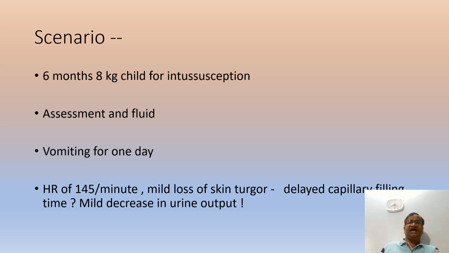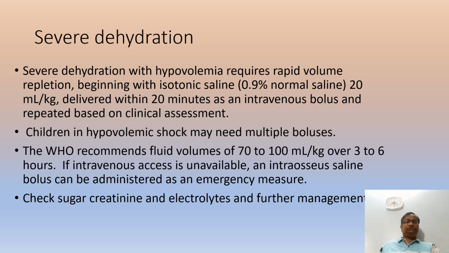6 months old, 8 kg child for intussusception, assessment and fluid. The patient will have vomiting for 1 day, heart rate of 145, delayed capillary filling, mild decrease in urine output. All these things point to severe dehydration. Now you need to have rapid volume resuscitation. Previously, I told if you don't know anything and the volume status is just adequate, give a 10 ml per kg bolus and see. Now you know that's a severe dehydration. Give 20 ml per kg over 20 minutes.